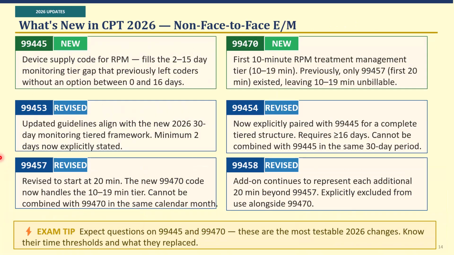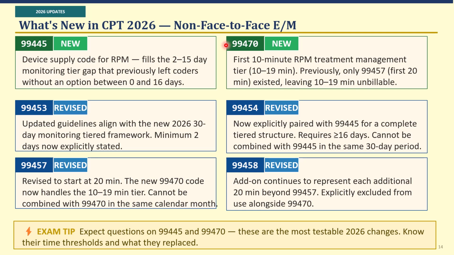So let's look at the new codes and the revised codes in 2026 for non-face-to-face EM. 99447 is a new code, a device supply code for RPM. It fills the 2 to 15 day monitoring tier gap that previously left coders without an option between 0 and 16 days.